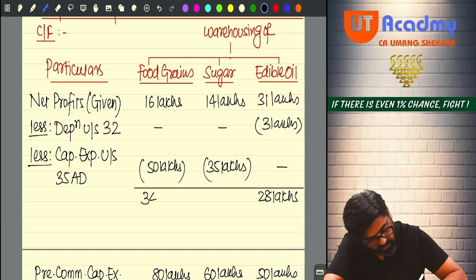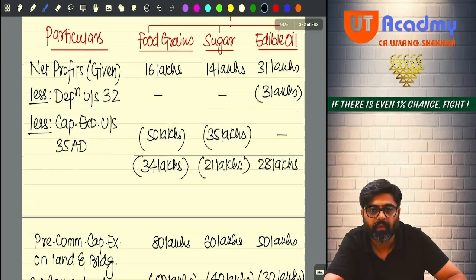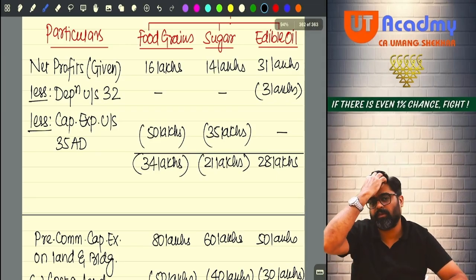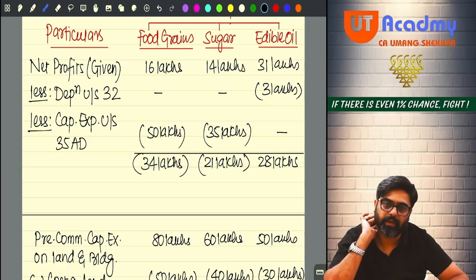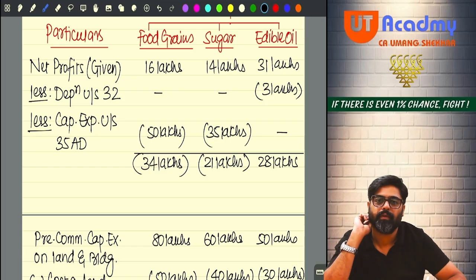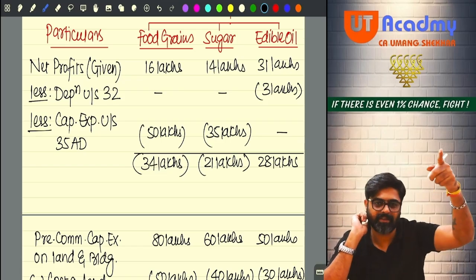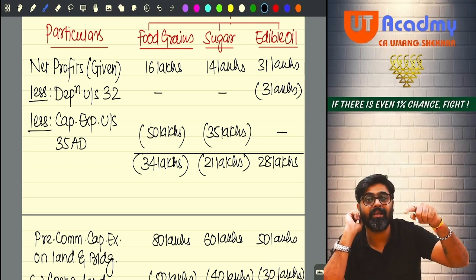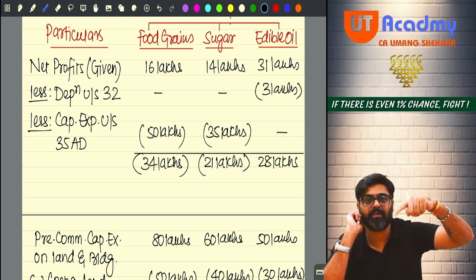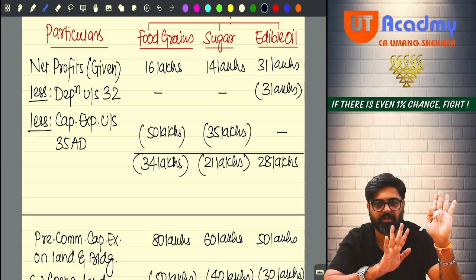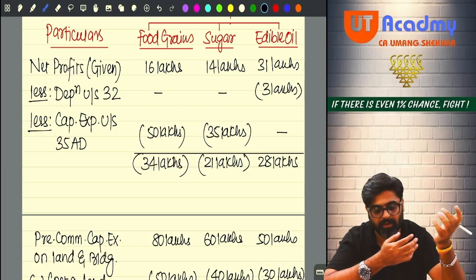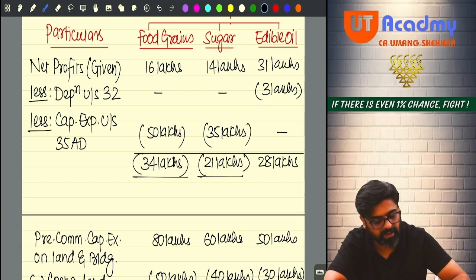Here you are going to get 34 lakhs loss. And here you are going to get 21 lakhs loss. Did I tell you that the loss of a specified business can be adjusted only against the profit of specified business? Did I tell you? Yes, no? So any of these losses cannot be adjusted against 28 lakhs because 28 lakh is not a profit of a specified business. It is a profit of normal business. Warehousing of edible oil is not a specified business. It is a normal business. So these two losses cannot be adjusted against 28 lakhs.